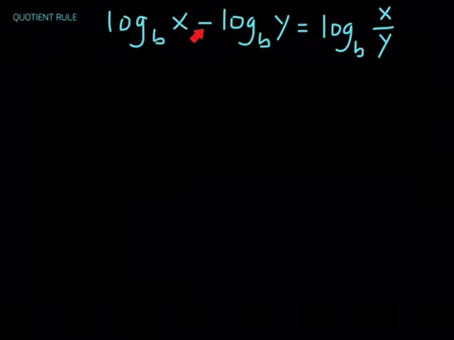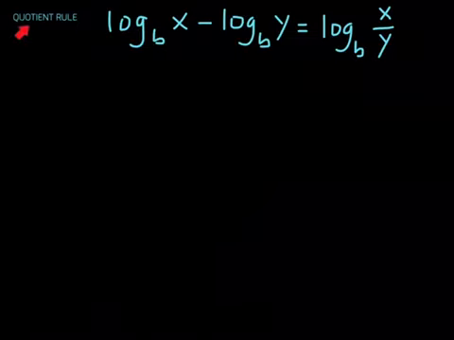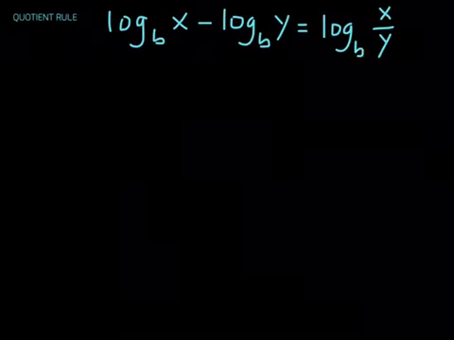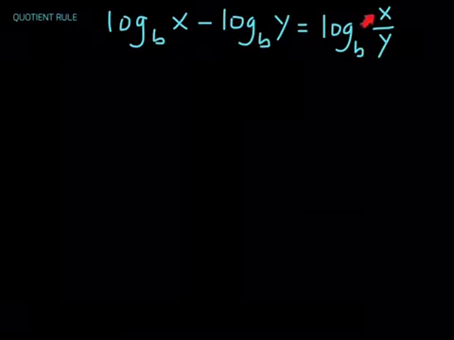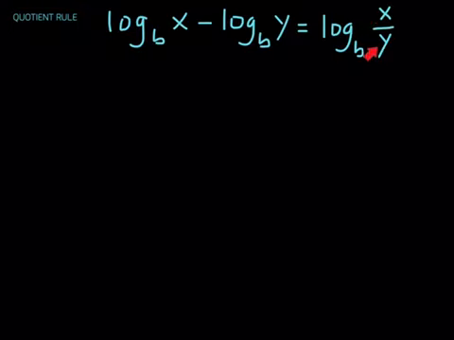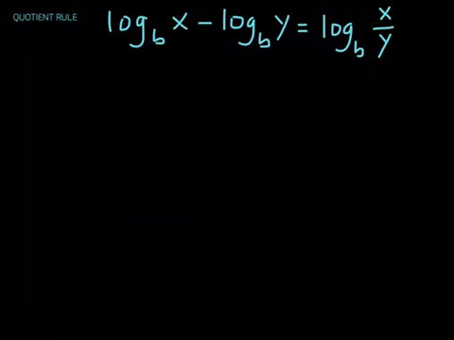So the quotient rule says you can take these two logs and combine them to be just one logarithm, and you could hear it in the name. Quotient means divide, right? So you're going to take these two arguments, x and y, and you're going to divide them. Now, it's very important: x is the numerator, the first argument, and the denominator is the second argument. Don't get these mixed up, right? The order does matter. All right, cool. Let's apply this rule.